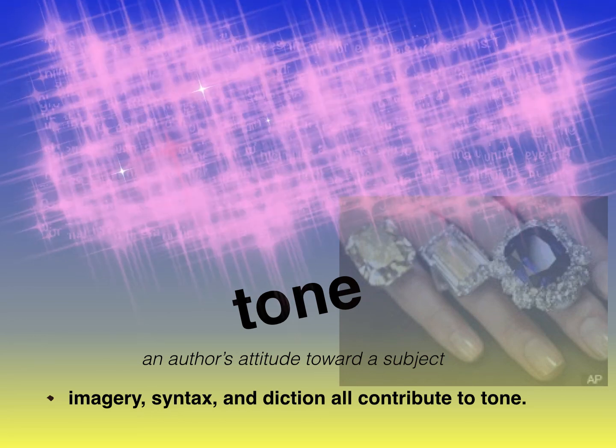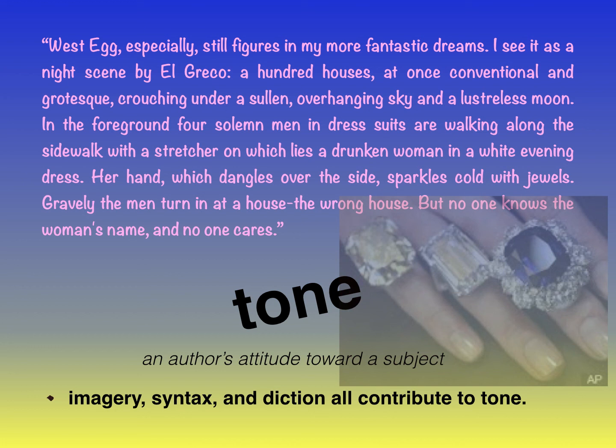Now what I'd like you to do is take a look at these lines. Think about the particular attitude Fitzgerald is trying to convey about West Egg, which is the place that he lives for the summer. Use imagery, diction, and syntax to get you there. Okay, so think about those things as you read.